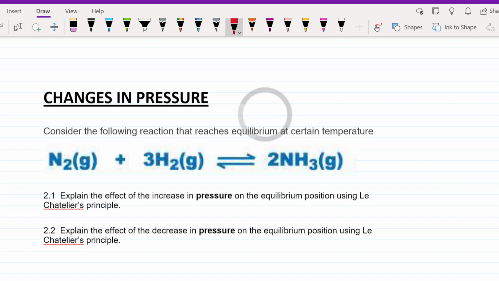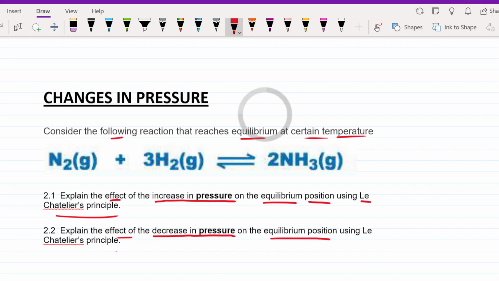So here is a question, changes in pressure. The question says, consider the following reaction that reaches equilibrium at a certain temperature. You have N2 gas reacting with H2 gas to form ammonia gas, which is NH3. The reaction is balanced. 2.1 says, explain the effect of an increase in pressure on the equilibrium position using Le Chatelier's principle. And then 2.2 says, explain the effect of a decrease in pressure on the equilibrium position using Le Chatelier's principle.